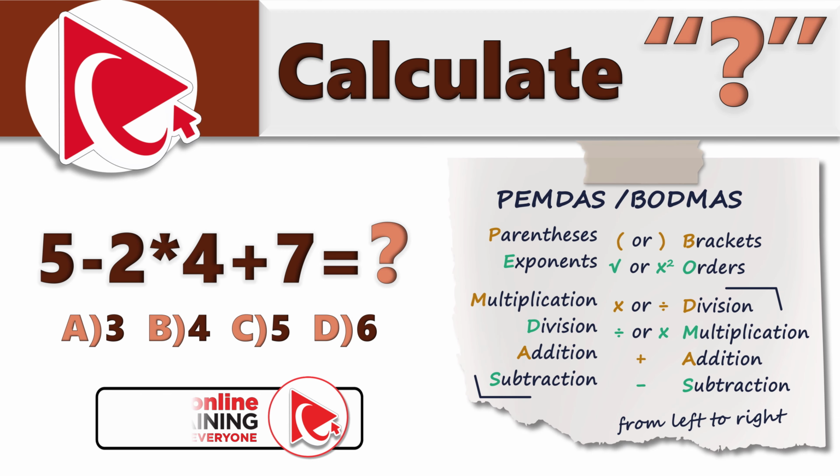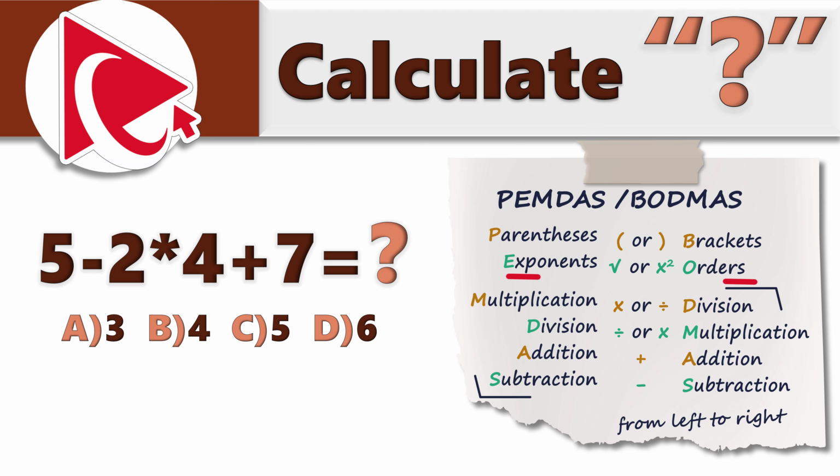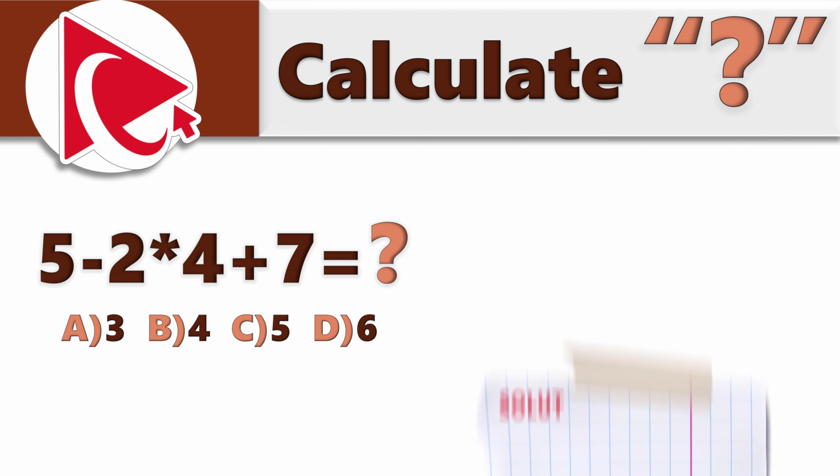The key to solve this challenge is to determine the order of operations. You might have heard the term PEMDAS, which stands for parentheses, brackets, exponents, orders, multiplications, divisions, addition and subtraction, which is also known as BODMAS, and represents the correct way to perform calculations. Let's apply this order to this expression.